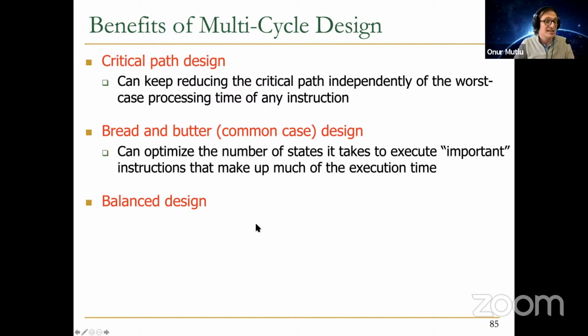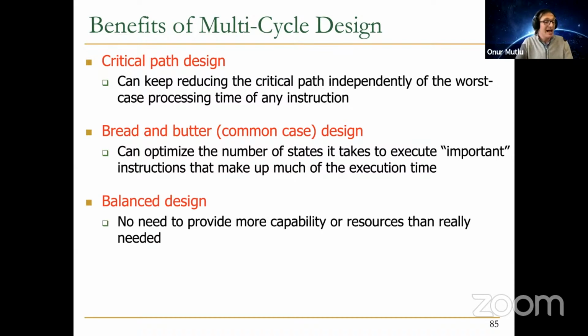You can optimize for the common case, as I said, optimize for the number of states it takes to execute important instructions or common case instructions that make up much of the execution time. If you find that out, add instructions, for example, or in machine learning, it could be floating point multiply and accumulate. You can optimize that because that could be important for your matrix multiplications. But you cannot do that in a single cycle. And it could be balanced also. There's no need to provide more capability or resources than really needed. Because you don't have to do everything specified by a complex instruction in a single cycle, you can have the minimal number of resources and reuse them over multiple cycles. And that leads to a much more balanced design that's much more cost effective.